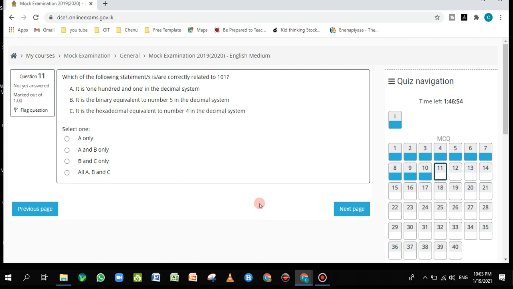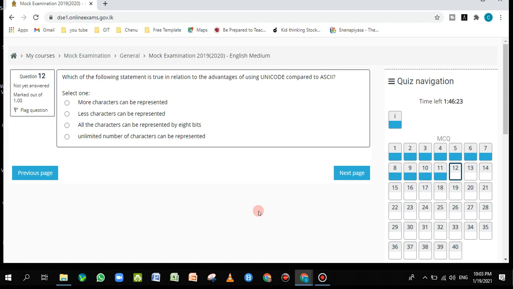101. It's 101 in the decimal system. That is true. It is the binary equivalent to number 5 in the decimal system. Binary equivalent to number 5, 101. So that is true. It is the hexadecimal equivalent to number 4 in the decimal system. That is wrong. Hexadecimal number 4, it is 100. So this is wrong. A and B only is the answer. Then we'll go to the next question.